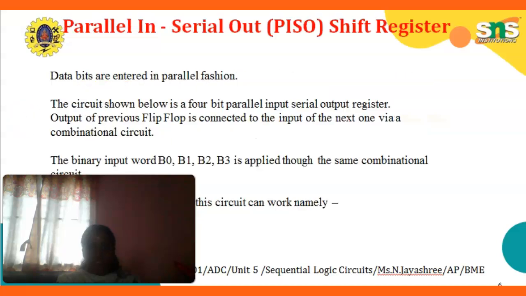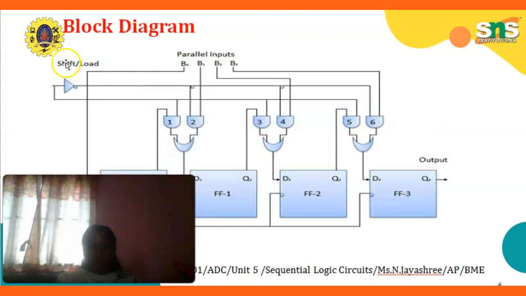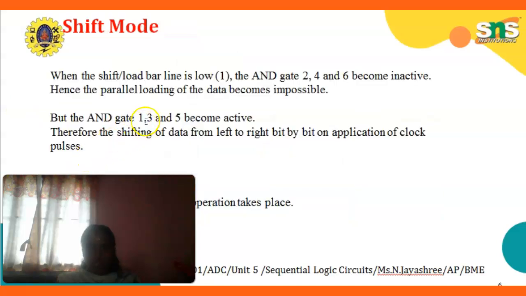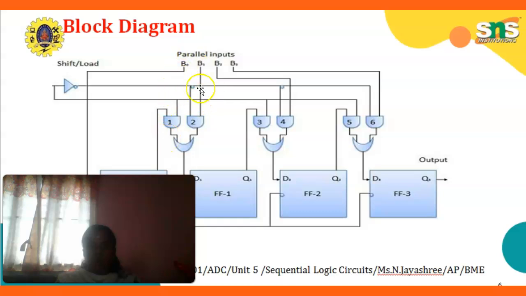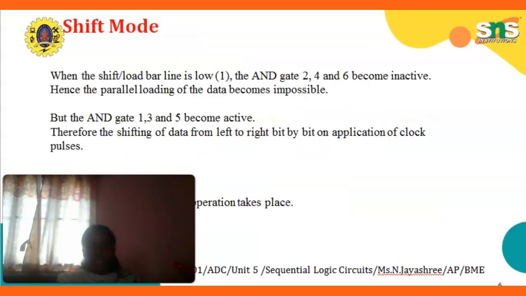Next one, shift mode. When the shift mode is 1, the AND gates 2, 4, 6 become inactive. Hence, the parallel loading of data becomes impossible. The AND gates 1, 3, 5 become active and 2, 4, 6 become inactive. Therefore, the data is shifted from left to right by one bit on the application of clock pulses.